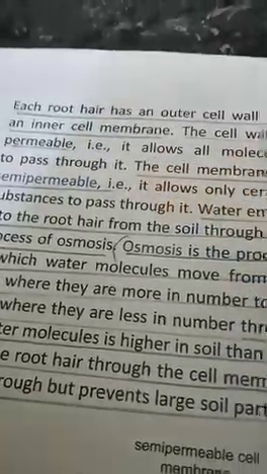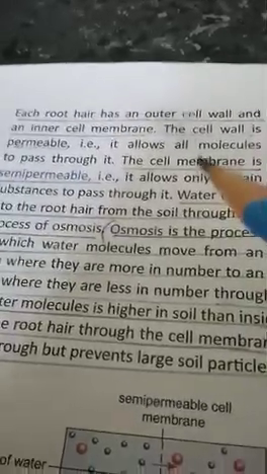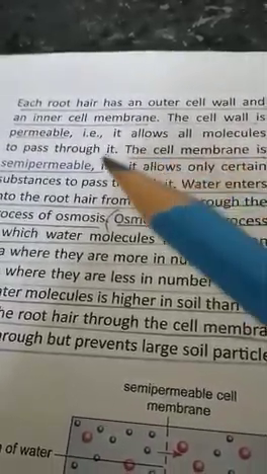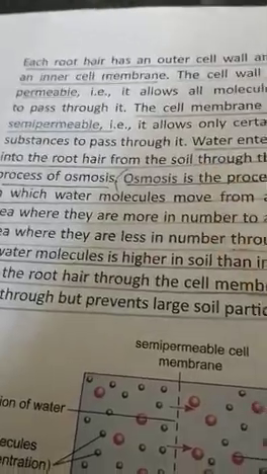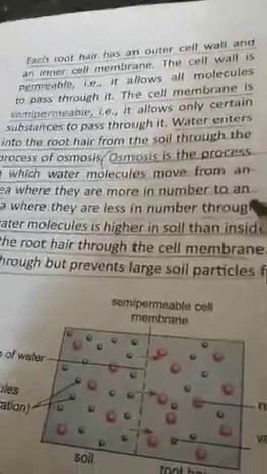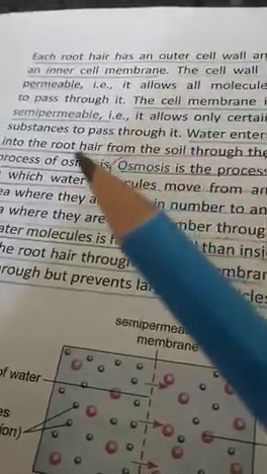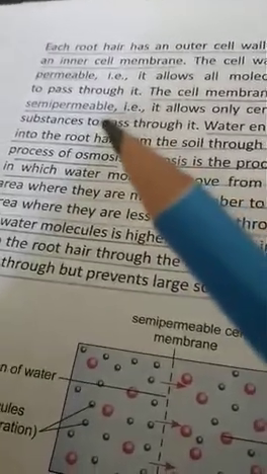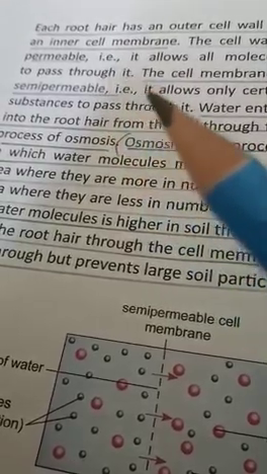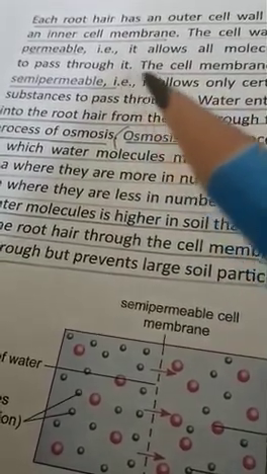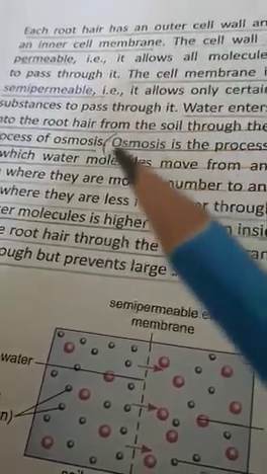Now each root hair has an outer cell wall and an inner cell membrane. The cell wall is permeable and it allows all molecules to pass through it. The cell membrane is semi-permeable. It allows only certain substances to pass through it. We have studied in previous classes freely permeable and semi-permeable. Freely permeable means everything that is available in the surrounding can easily pass through, but semi-permeable membranes will only allow some of the substances to pass through, and some they will not allow to enter or move out of the cell.